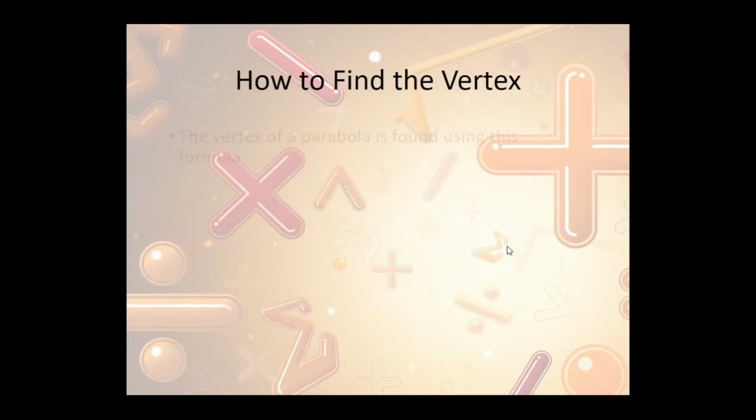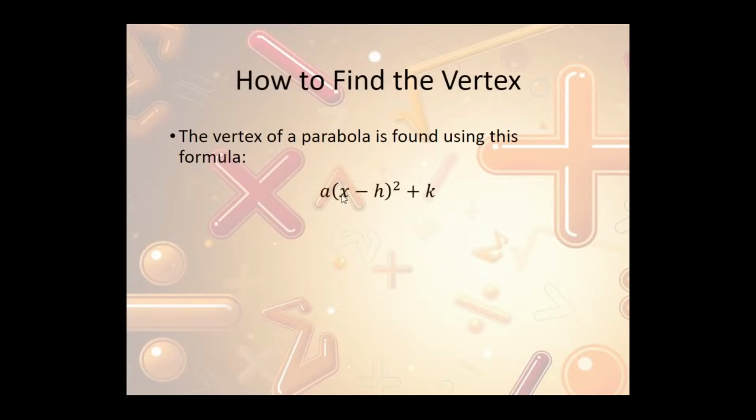Now, how do we find the vertex? The vertex of a parabola is found by using this formula: a times (x minus h) squared plus k. Now, this should look pretty familiar because this is basically completing the square of a quadratic. So the h value is the x coordinate.